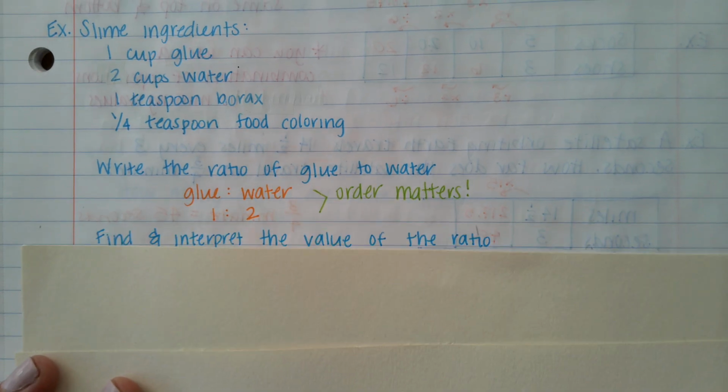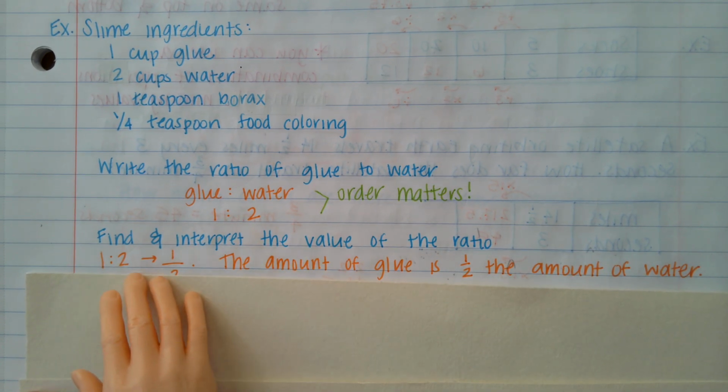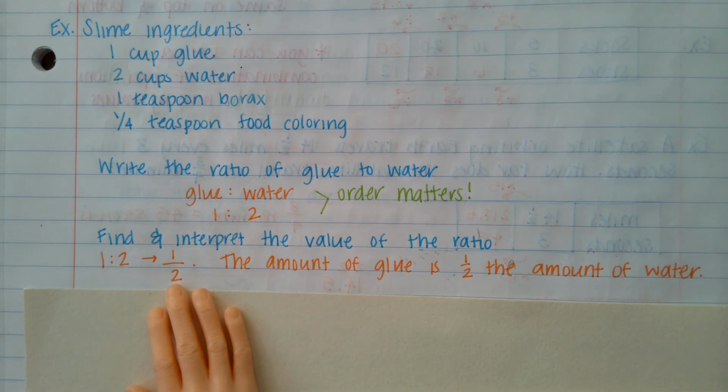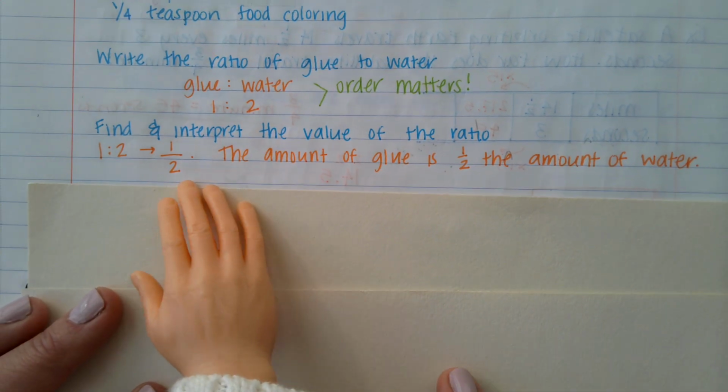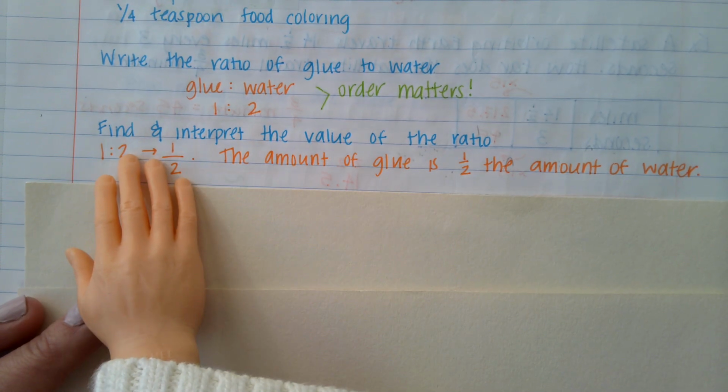Then we can find and interpret the value of the ratio. So 1 to 2 we write as a fraction 1 over 2, and that means the amount of glue is half the amount of water, because it is glue to water to get 1/2.